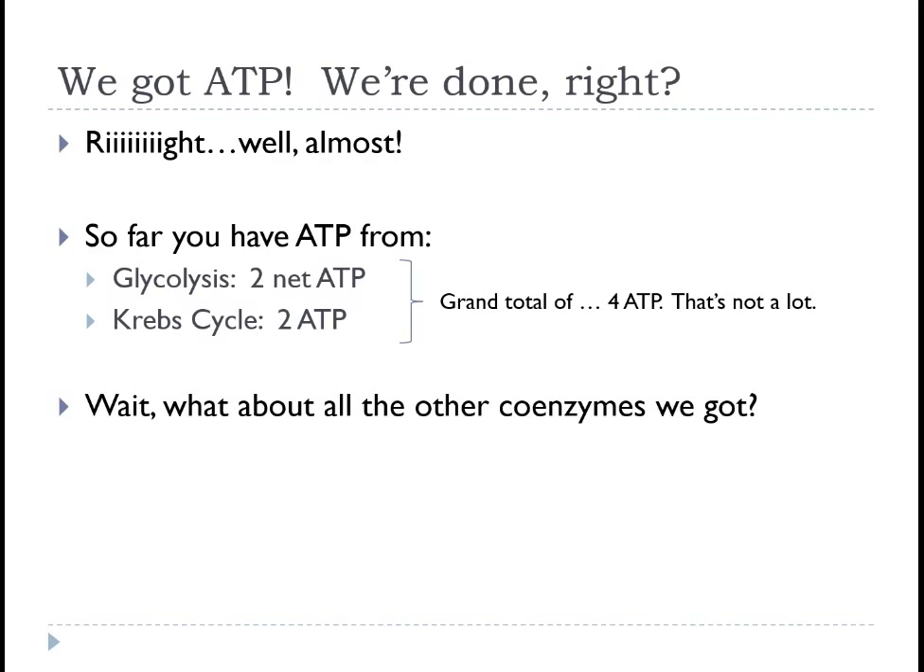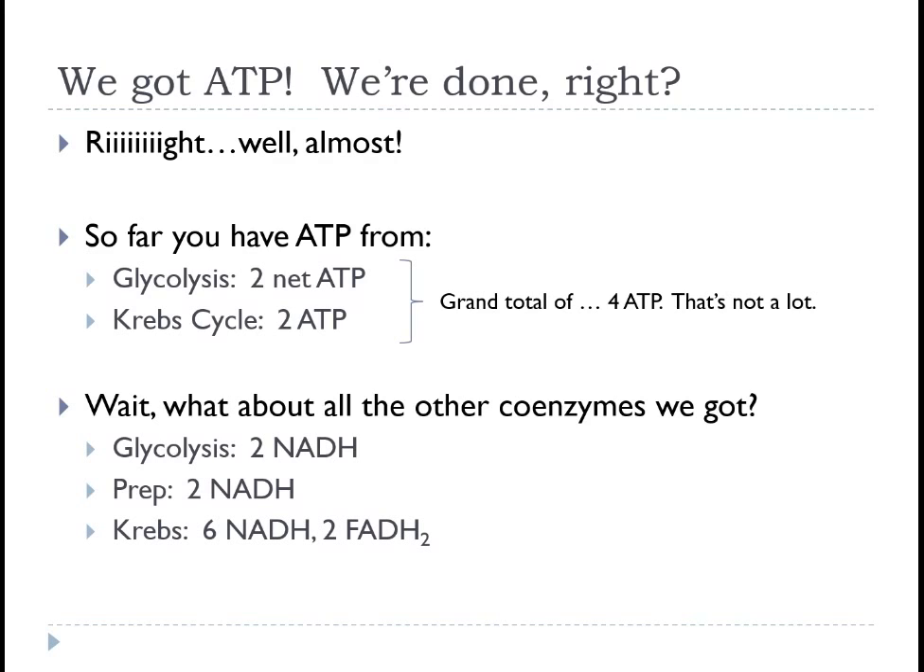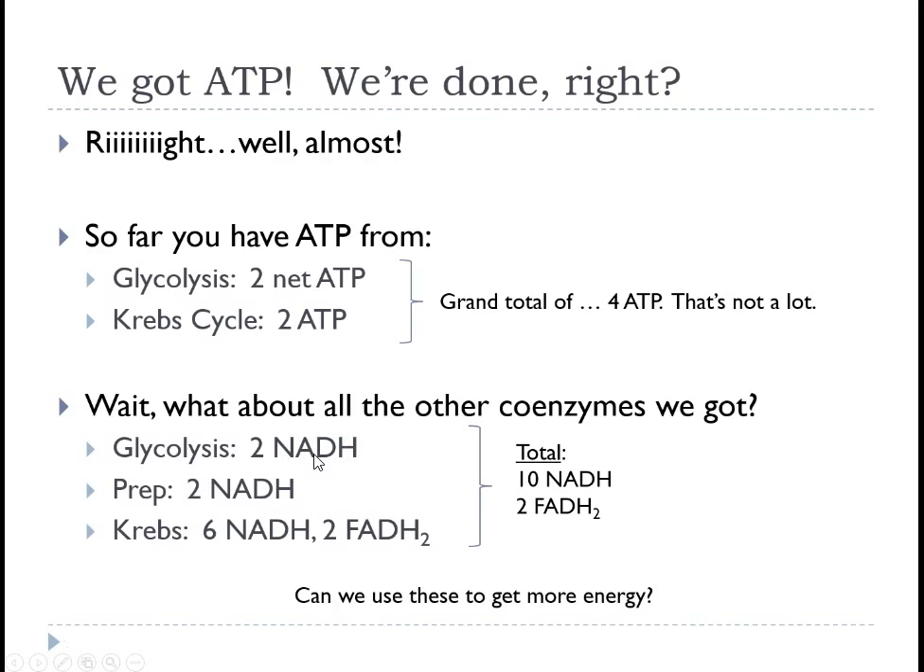But we have all these other enzymes, and those are those coenzymes. Those are going to be like those NAD that got turned into NADH in glycolysis. They're going to be the NAD that got turned into NADH in the prep cycle. In the Krebs cycle, we made a total of 6 NADHs and 2 FADHs. And those, all in total, are going to be 10 NADHs, again, 2 plus 2 plus 6, 10 NADHs, plus 2 FADH. And we made that in all of these other steps. So we can use that to get more energy.